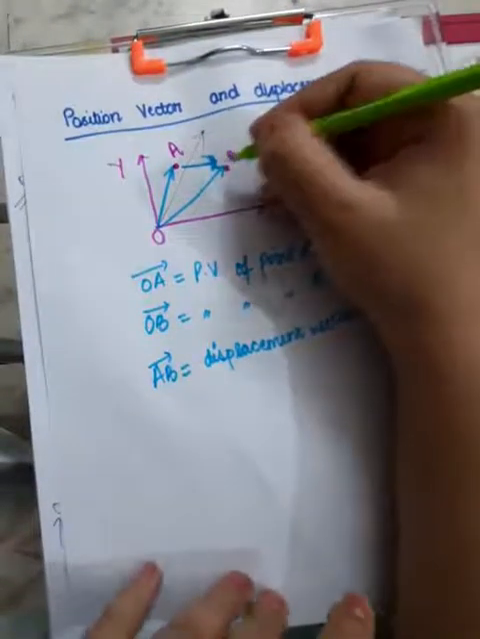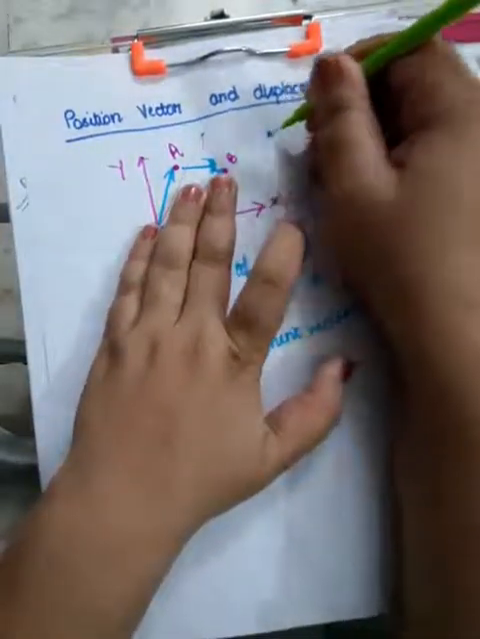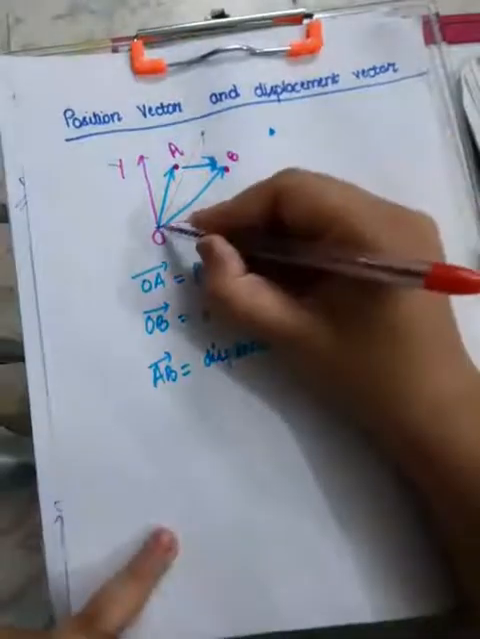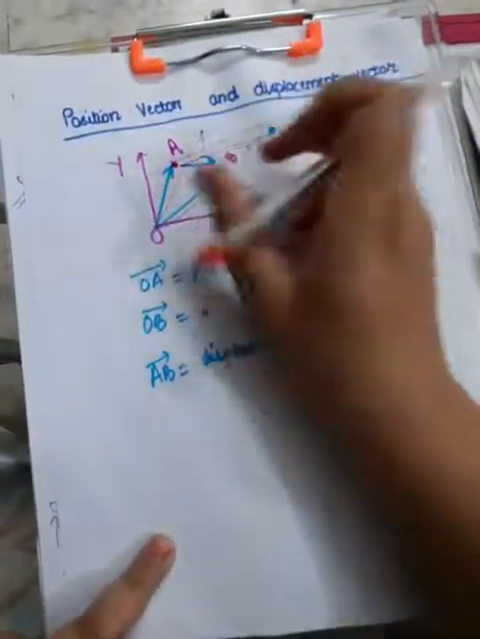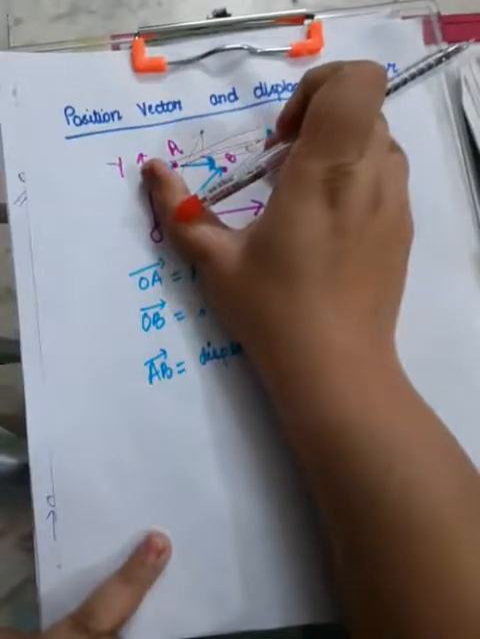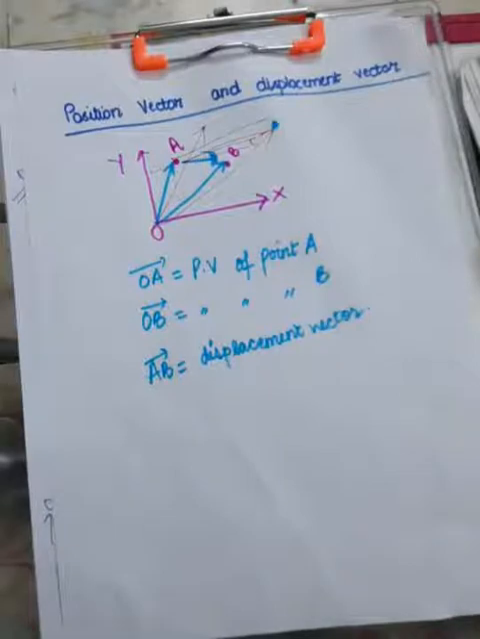If the object had not reached B but had reached here, then what would have happened? This would have been the position vector and this would have been the displacement vector, because this much would be the displacement then. Okay, so this is the discussion of position vector and displacement vector.